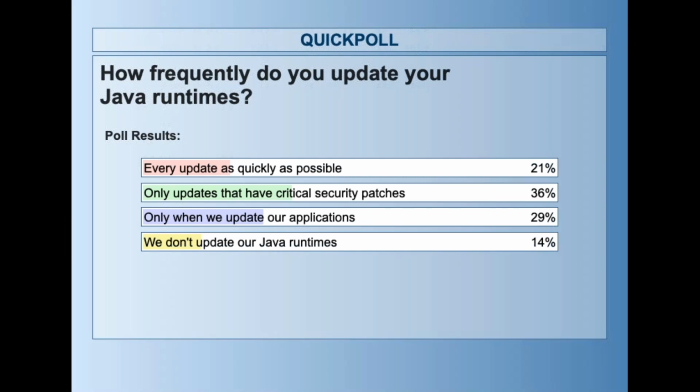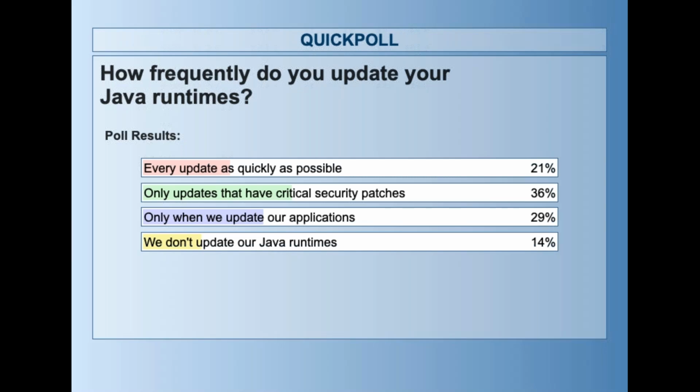So interesting to see that a fifth of the audience, 21%, actually do update as quickly as possible. In both of my previous webinars, nobody did that. The majority of people update when there's a critical security patch that needs to be updated, and that fits in with what I saw in the other 2 webinars. And then we have, again, a little bit less than a third who only update when they update their applications, and a smallish number, 14%, who don't update Java runtimes at all.